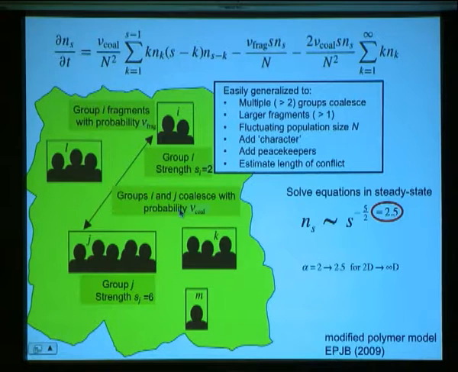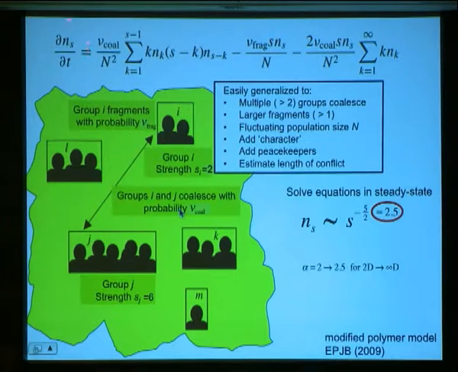Why would that make sense? Well, there is occasional long-range communication. And when I talk about groups combining, I don't mean they're actually standing next to each other. I just mean they're coordinating their action in some way. So these cells gradually form over time and then break apart. It's easy to write down a differential equation for that.